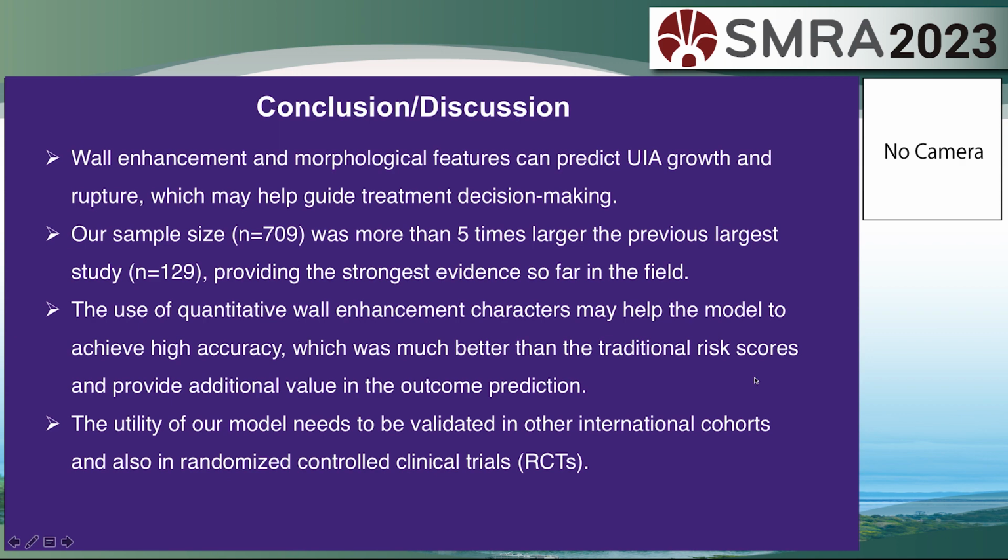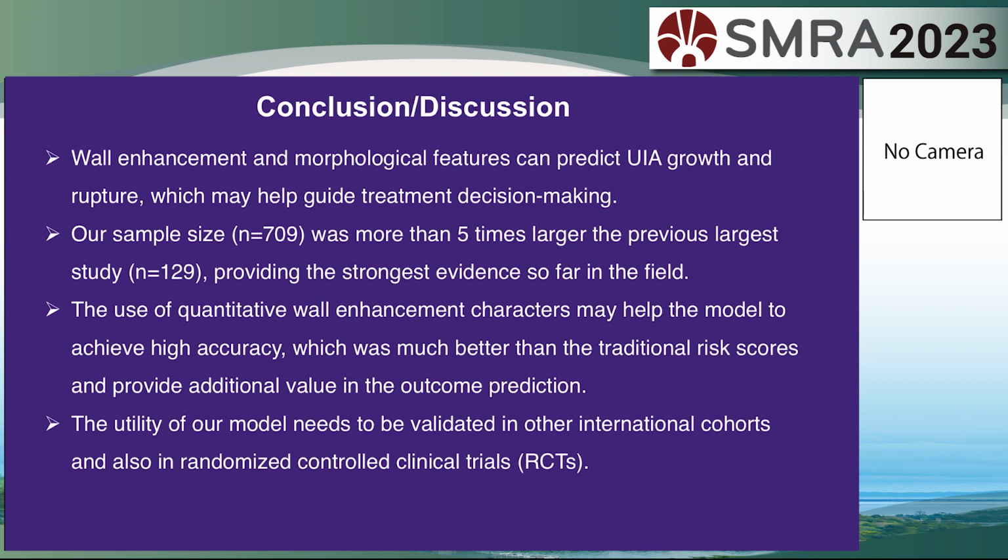So in conclusion, we found wall enhancement and morphological features can predict aneurysm growth and rupture, which may help guide treatment decision making. And our sample size is more than 5 times larger than the previous largest study, providing the strongest evidence so far in this field.